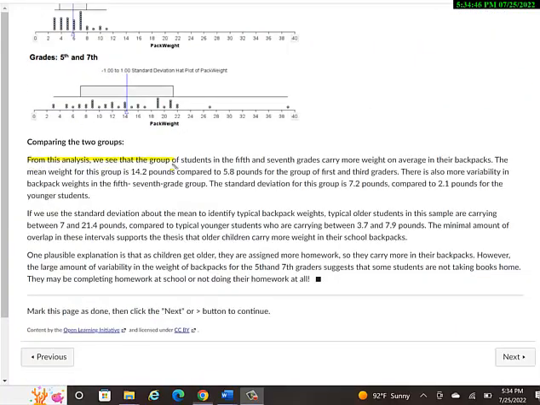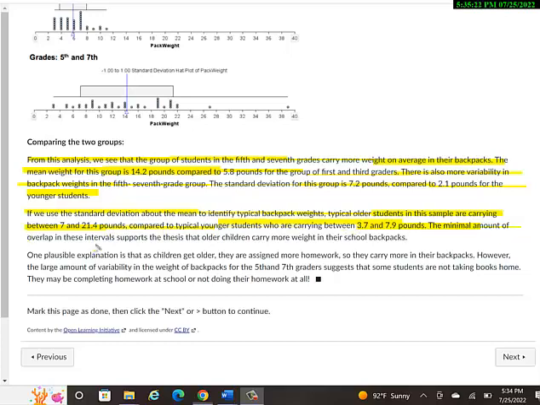From this analysis, we see that the group of students in the 5th and 7th grades carry more weight on average in their backpacks. The mean weight for this group is 14.2 pounds compared to 5.8 pounds for the group of 1st and 3rd graders. There's also more variability in backpack weights in the 5th through 7th grade group. The standard deviation for this group is 7.2 pounds compared to 2.1 pounds for the younger students. If we use the standard deviation about the mean to identify typical backpack weights, typical older students in this sample are carrying between 7 and 21.4 pounds, compared to typical younger students who are carrying between 3.7 and 7.9 pounds.